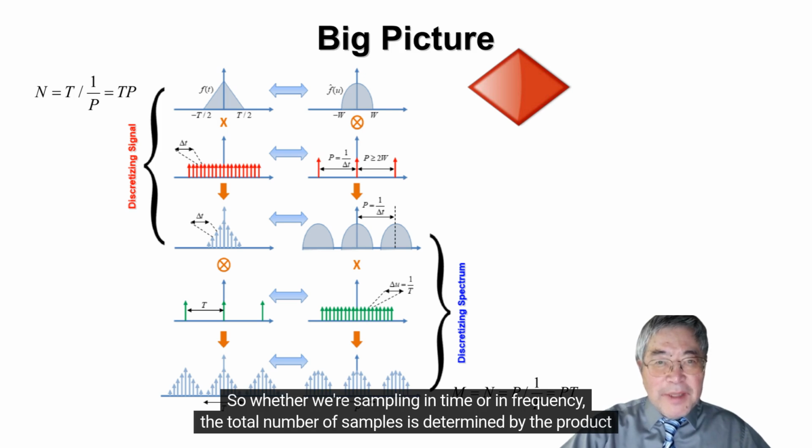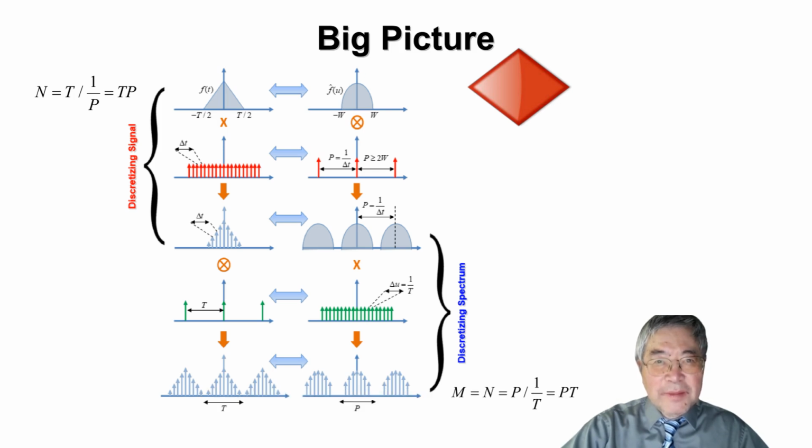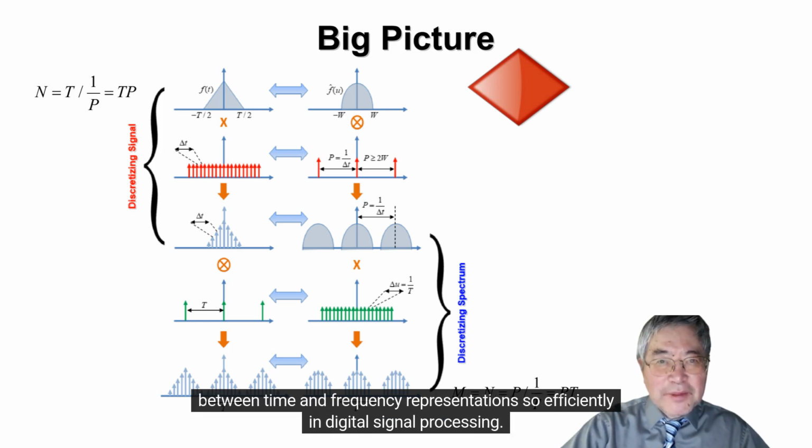So whether we're sampling in time or in frequency, the total number of samples is determined by the product of the total span in one domain and the sampling density in the other. This is the balanced relationship that underlies the discrete Fourier transform, and it's why we can move between time and frequency representations so efficiently in digital signal processing.